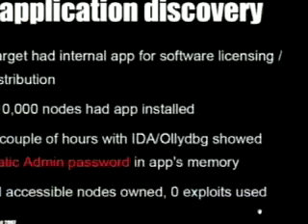So drilling down a little more into this particular example, this one target had an internal app which we discovered by doing some of these slow scans. And what they used this app for was software licensing and distribution. So every host on this large network used this application to get their software. There are something like 10,000 nodes using this.